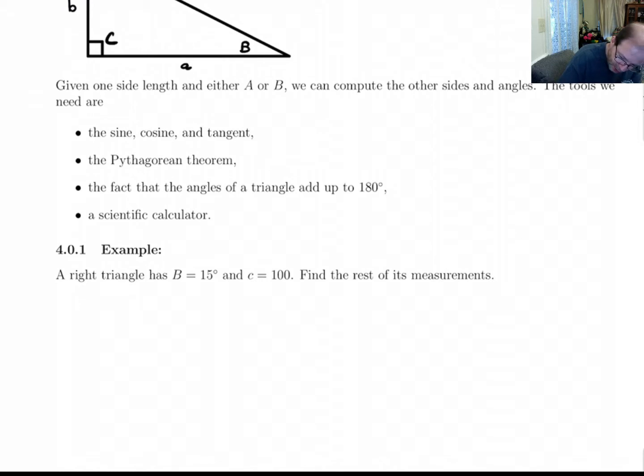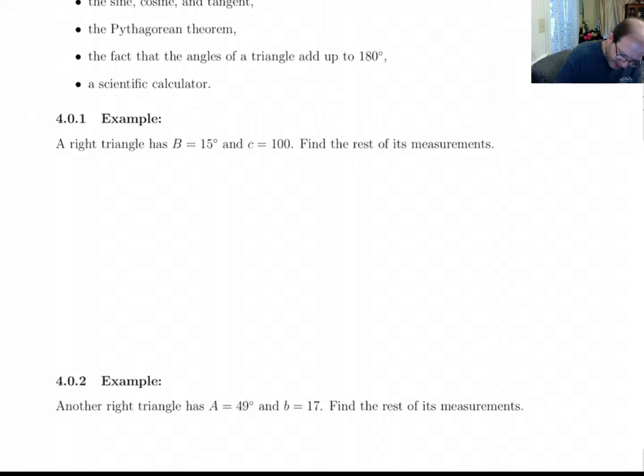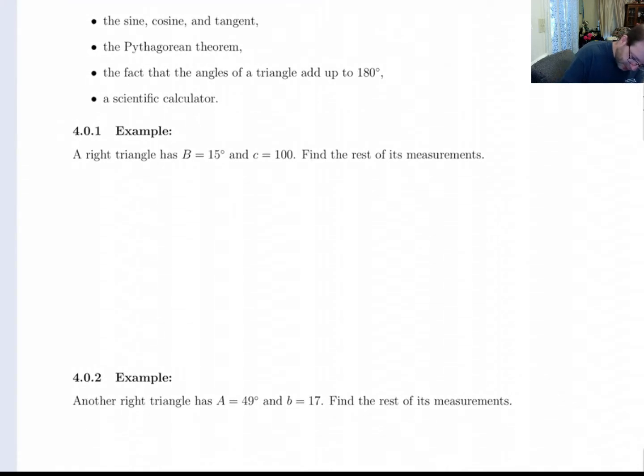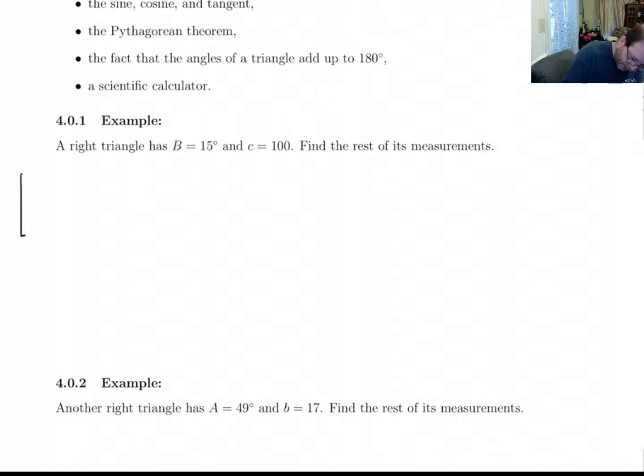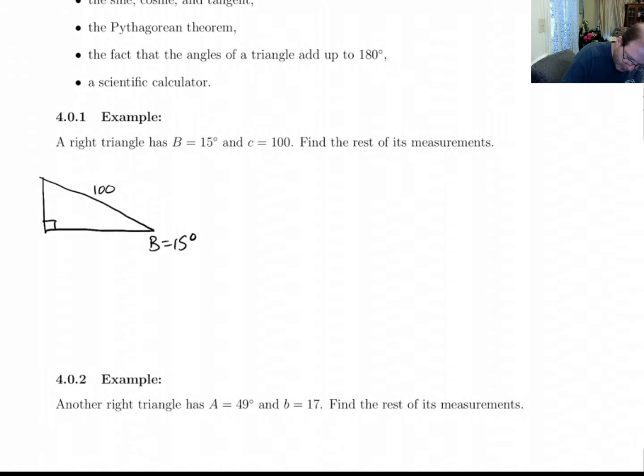On each of these, I'm going to draw the triangle. It says a triangle has B equals 15 degrees and C is 100. Find the rest of its measurements. Well, I'm going to start this by drawing the triangle. So here we go. This is my triangle. Now B, it doesn't matter where I put it, but I'm going to put it right here. B is 15 degrees. I'm going to label it on the outside. So B is 15 degrees and C, that's the hypotenuse, is 100.